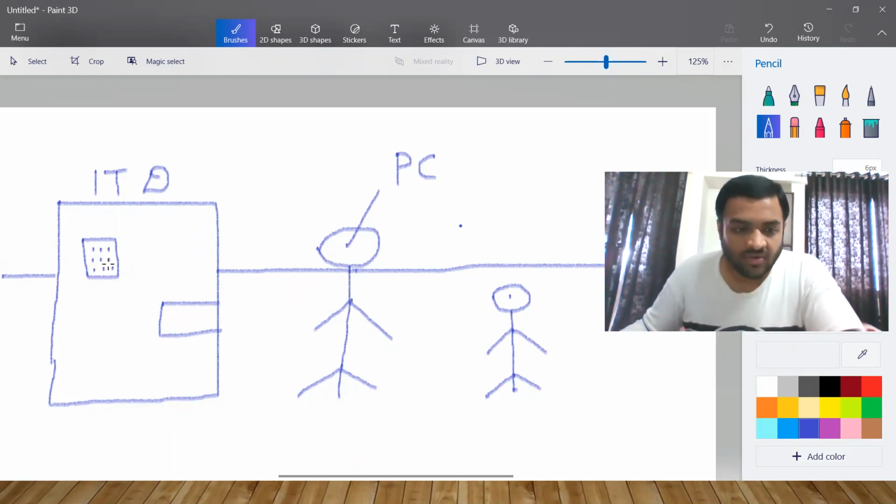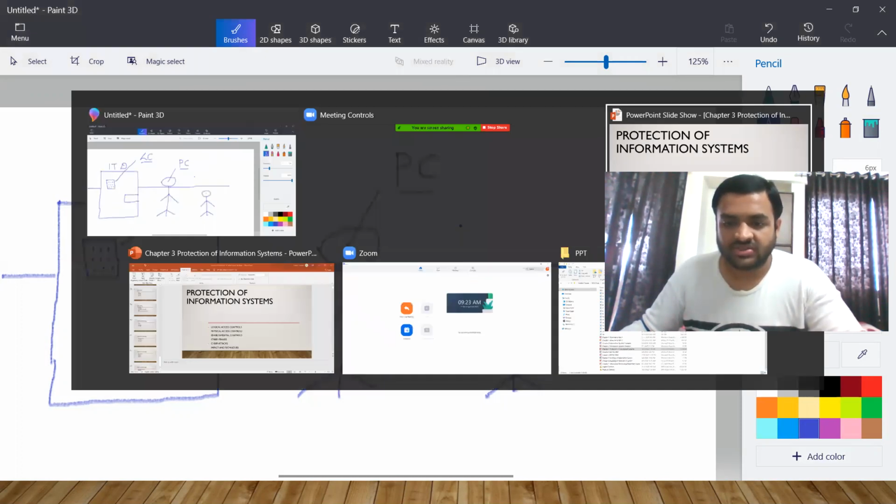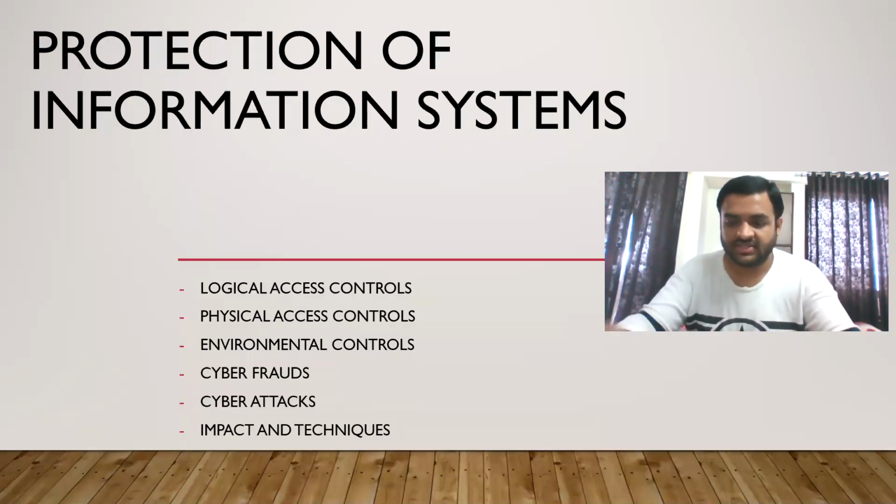So now these measures, which involve login ID password, fingerprints, retina scanning and all, are called logical access controls. So first physical controls, then logical controls. Now let's see what logical controls are. We'll start with logical access controls.